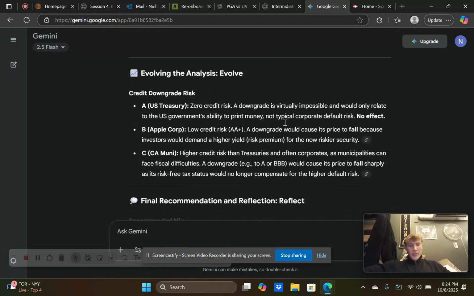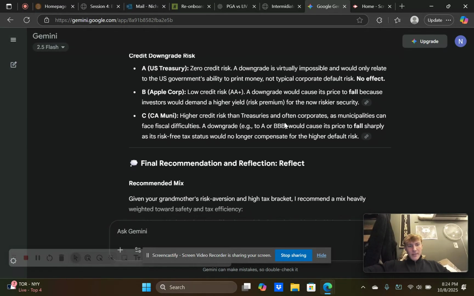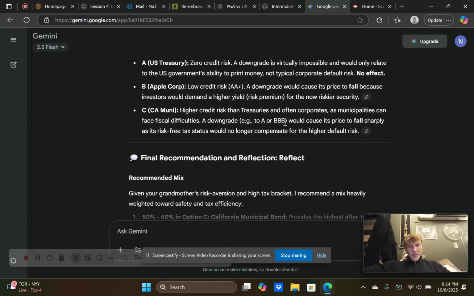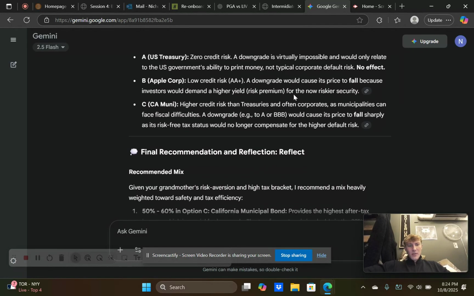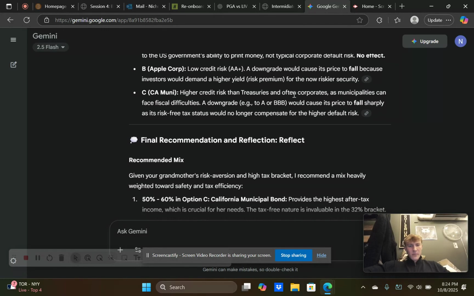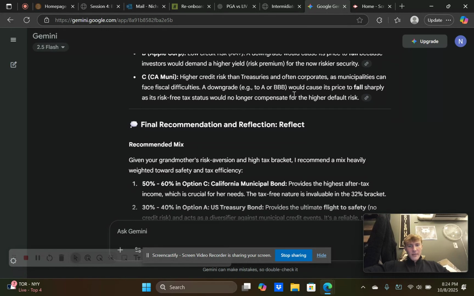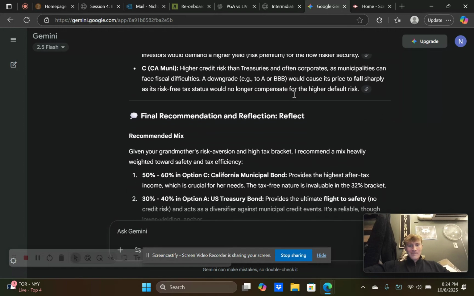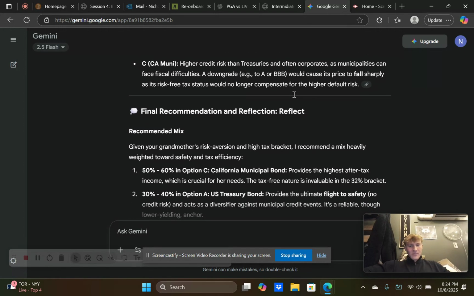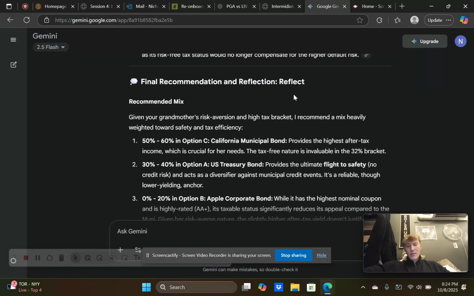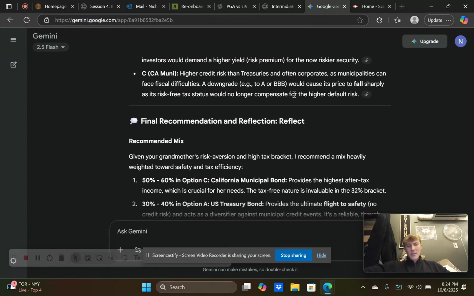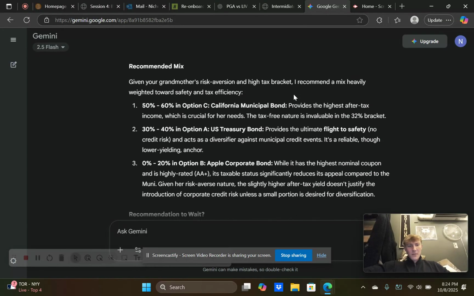So now we go to credit downgrade risk. So there's zero credit risk for U.S. Treasury, so a downgrade is impossible, so there's no real effect. B, there's slight low risk. It's not very risky, pretty secure. And then C is obviously the highest chance to default, even though it looks like it'll give us the best return. It does have the highest chance to default.